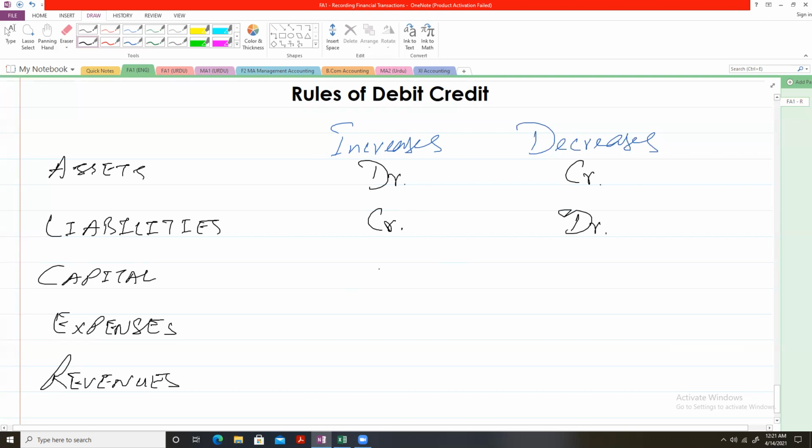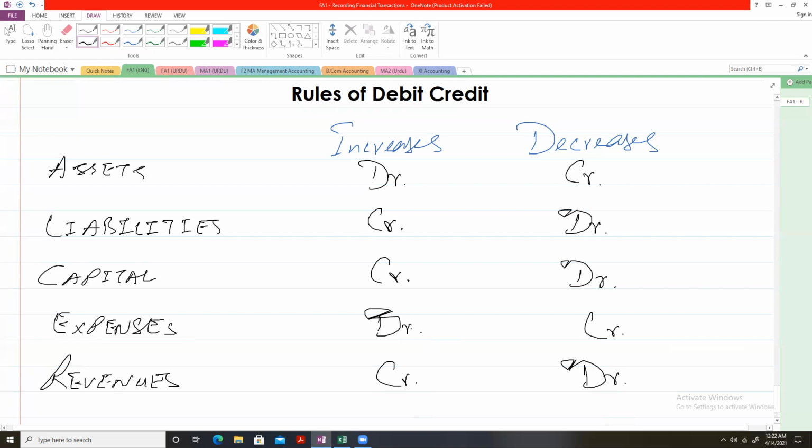Similarly, when capital increases, capital is credited, and when capital decreases, capital is debited. When expenses increase, expenses are debited, and when expenses decrease, expenses are credited. Revenues, when there is an increase in revenue, it is credited, and a decrease is debited. So these are the rules of debit and credit.